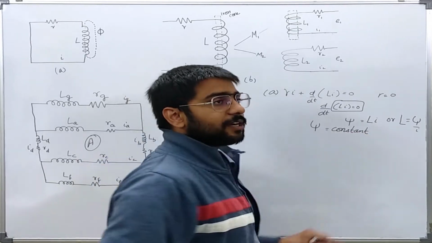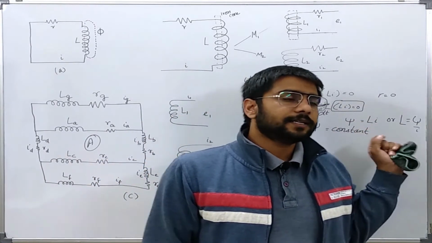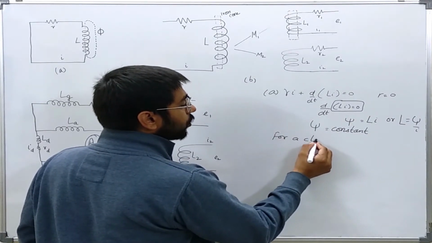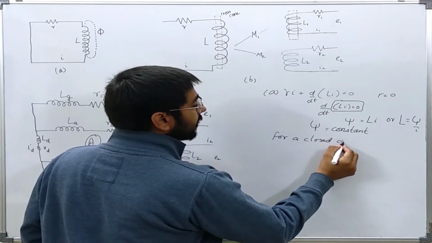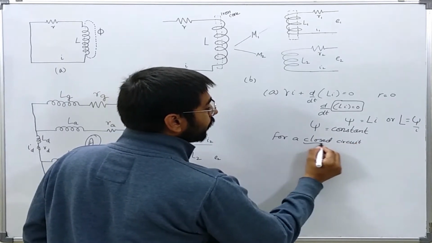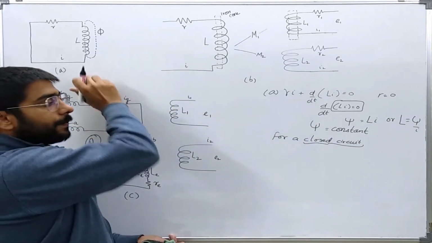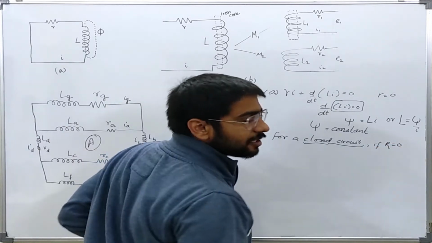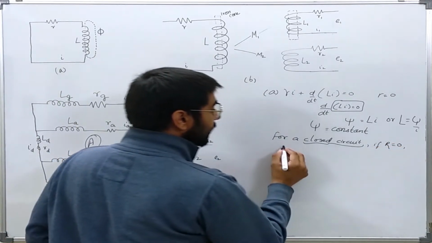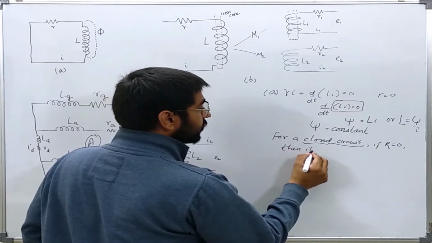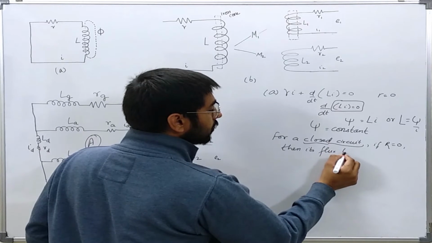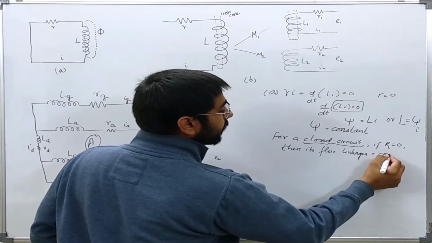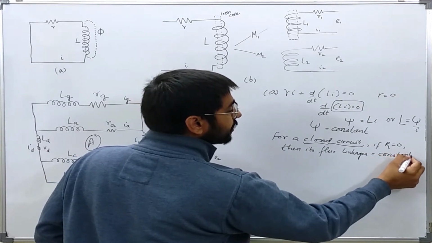So what is the meaning of the theorem of constant flux linkage? It says that there are two conditions: the circuit should be a closed one, so this is a closed circuit here, and if resistance is equal to 0 or negligible, then its flux linkages are equal to constant, that is, they cannot change.